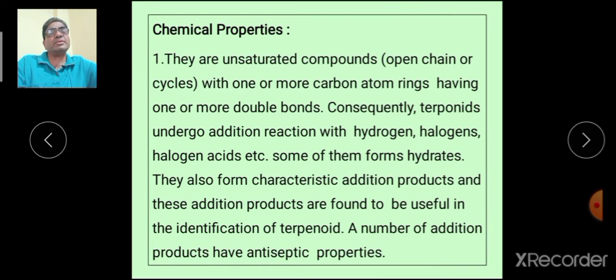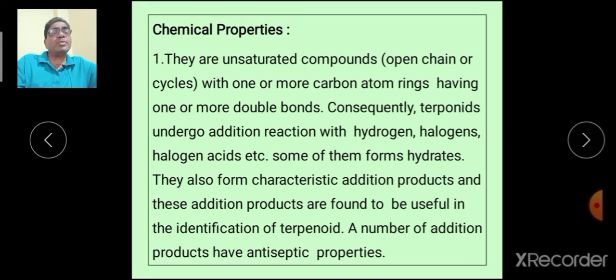Chemical properties. They are unsaturated compounds, open chain or closed chain, that is cyclic, with one or more carbon atom rings having one or more double bonds. Consequently, terpenoids undergo addition reactions, as they are unsaturated, with hydrogen and halogen acids. Some of them form hydrates.